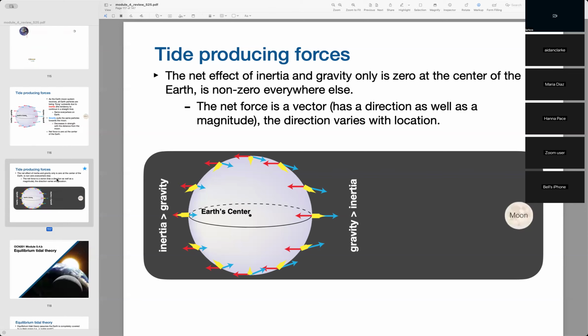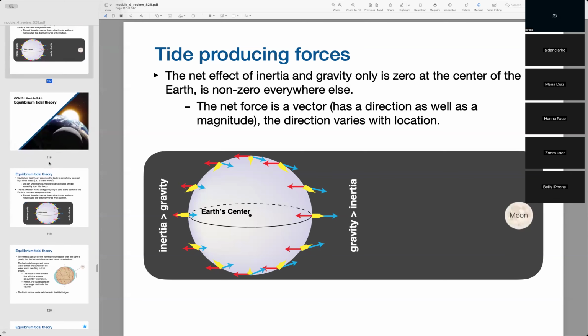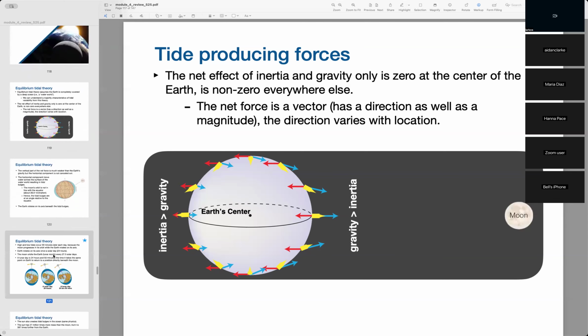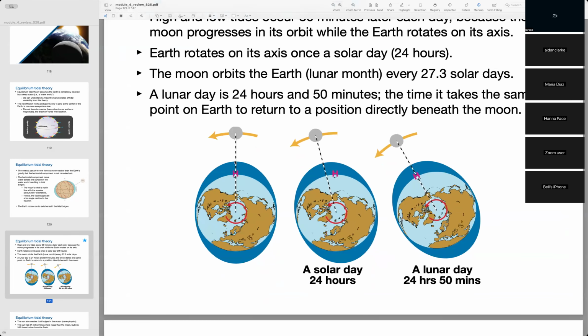Now that brings us to the equilibrium tidal theory, very important. That explains a lot of the aspects of the tides that we observe, but not everything. And so you see, this is now a situation where we look at the Earth from the North Pole. And you see that we have the moon. We have a bulge on one side, on the side of the Earth towards the moon, and the other bulge on the side away from the moon.